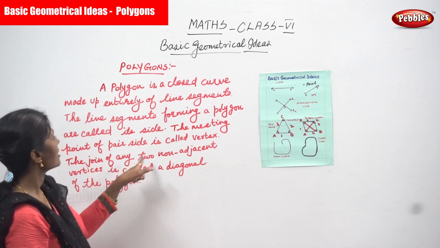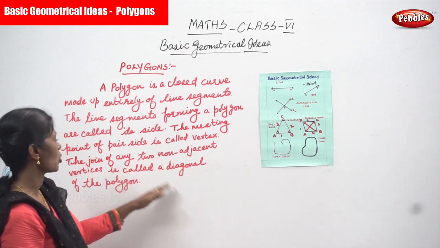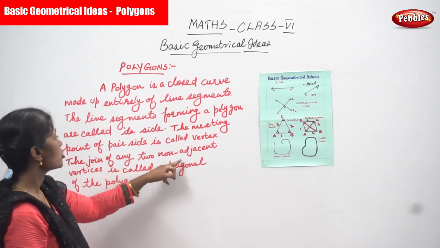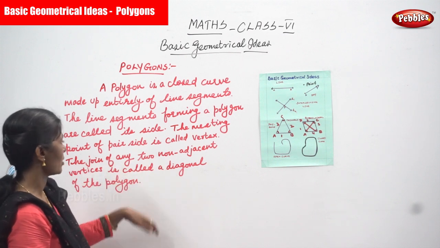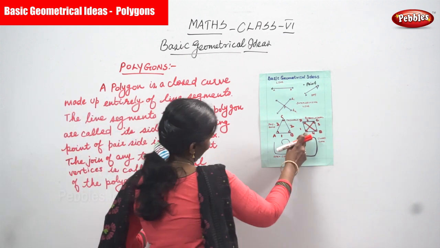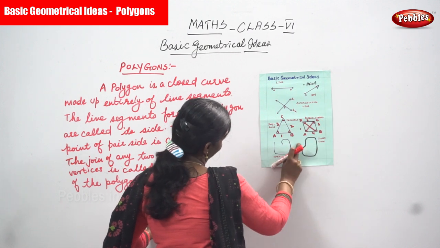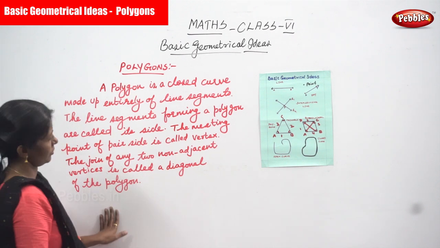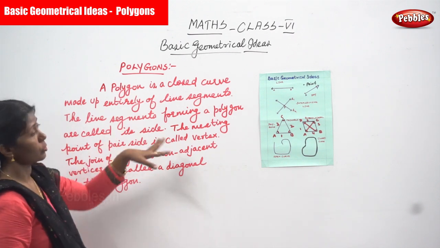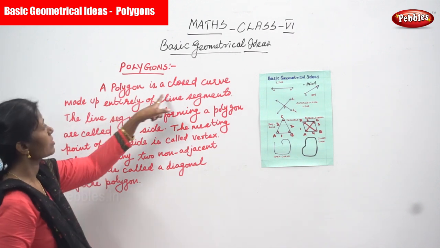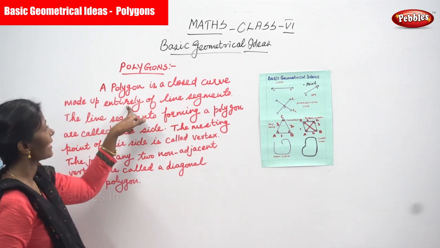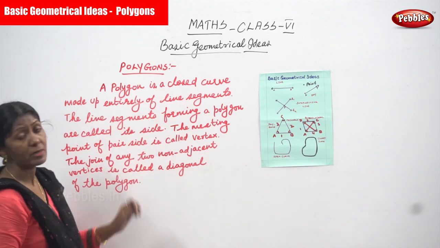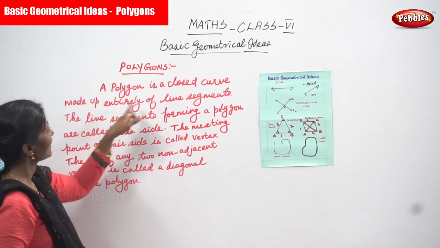The join of any two non-adjacent vertices is called a diagonal. The join of any two non-adjacent vertices is called what? A to C is a diagonal and B to D is a diagonal. That is called a diagonal of the polygon. You must know what a polygon is: a closed curve made up entirely of line segments.